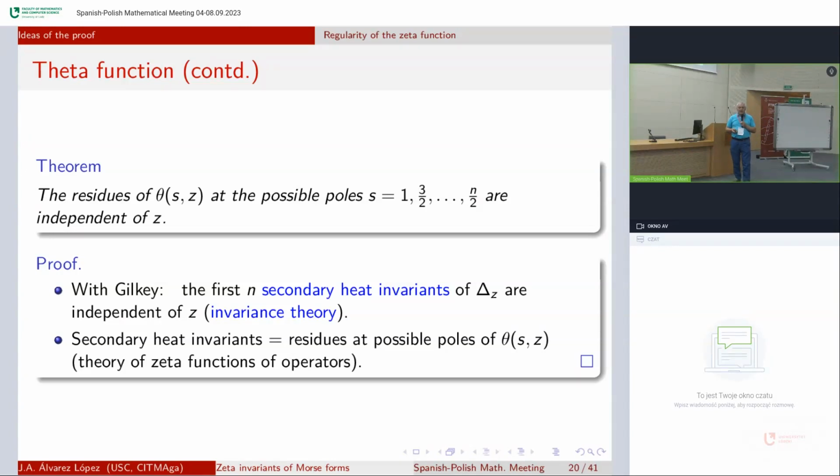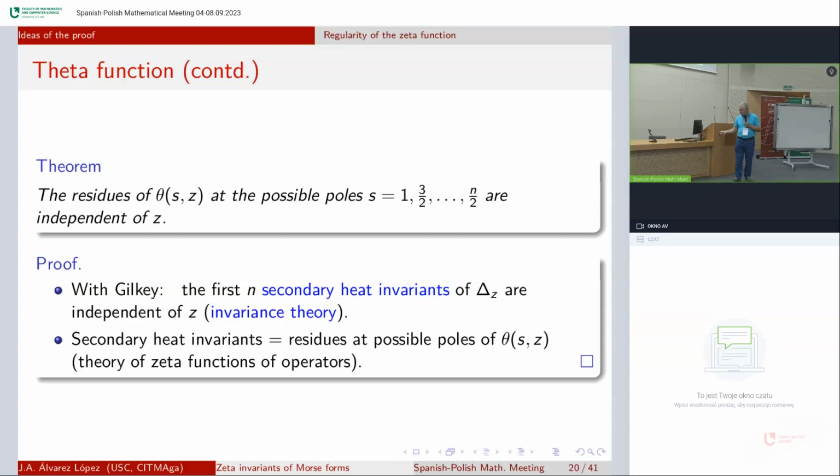The proof is a consequence of work with Peter Hickey, where we have shown that the first and secondary heat invariants of the twisted Laplacian are independent of the parameters. This uses invariant theory. And then we use that the secondary heat invariants correspond in some sense to the residues of the possible poles of the theta function. This is a consequence of general theory of theta function. So the residues are independent.